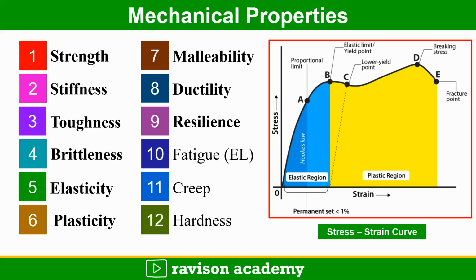So coming to the mechanical properties, we have 12 mechanical properties we'll be discussing, like strength, stiffness, toughness, brittleness, elasticity, plasticity, malleability, ductility, resilience, right? All these properties can be measured or noted with the help of the stress strain curve.